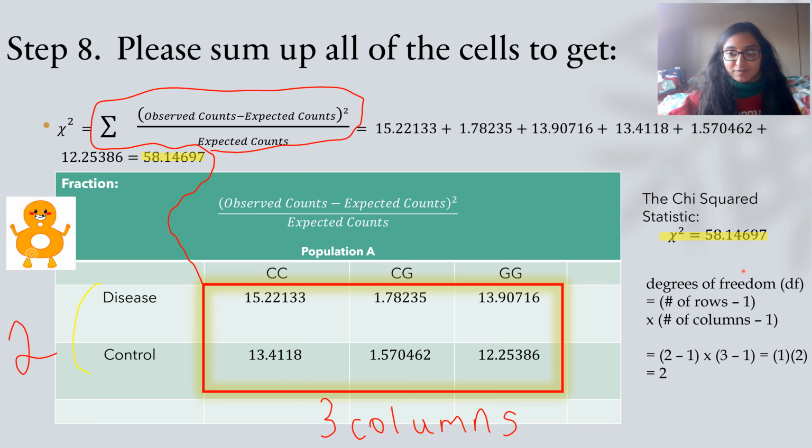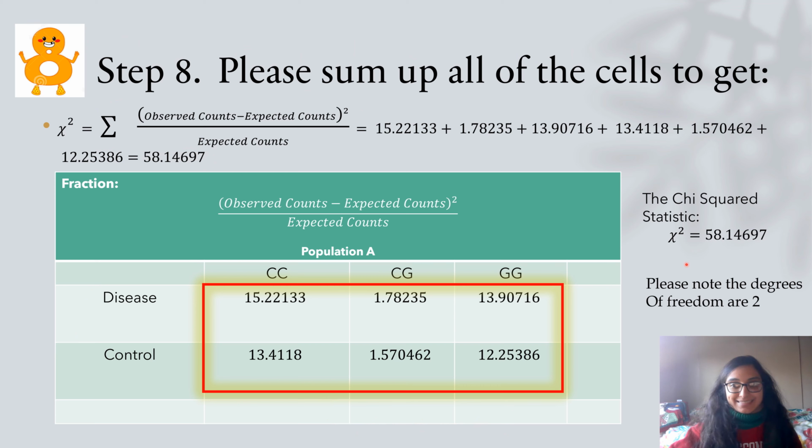So different from the occupation and neighborhood example, here we only have a degree of freedom of 2 in the end. So 2 minus 1 is 1 times 3 minus 1, which is 2. So 1 times 2 is 2. So 2 degrees of freedom. So that's what we get.